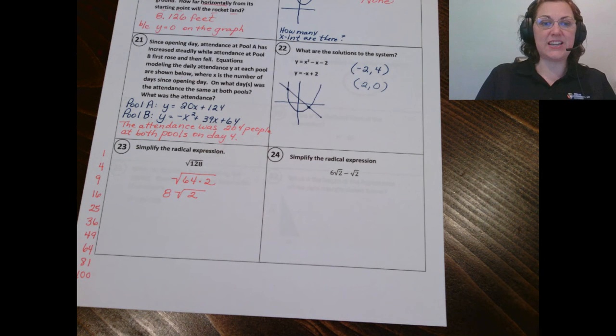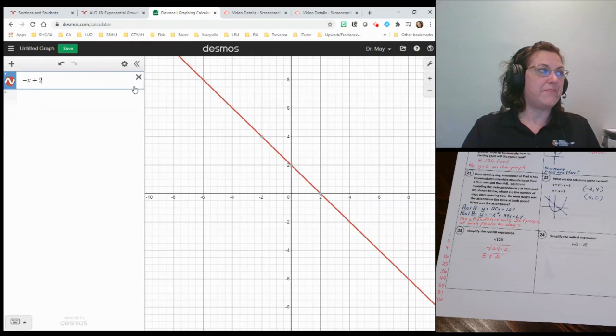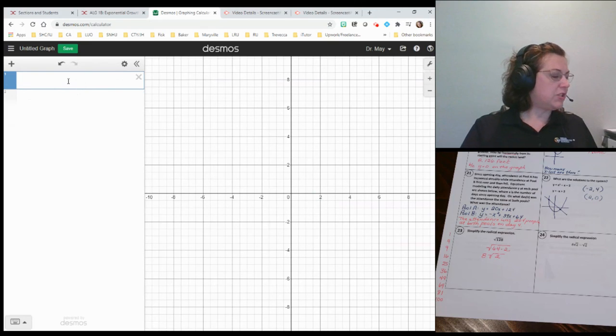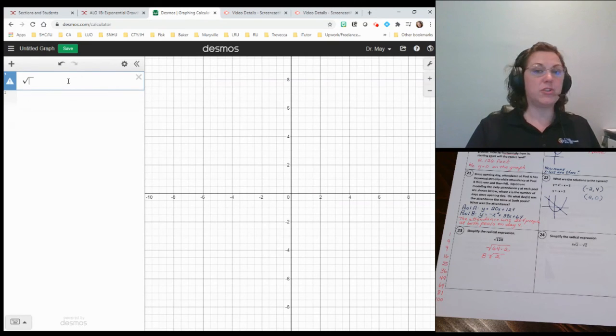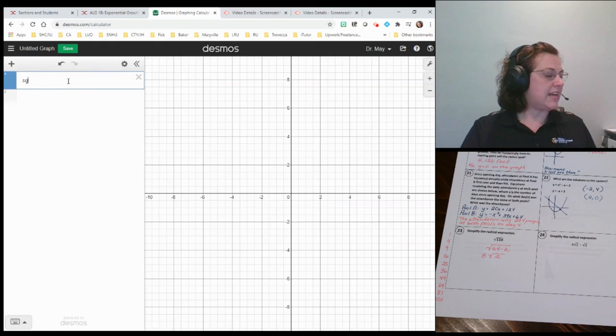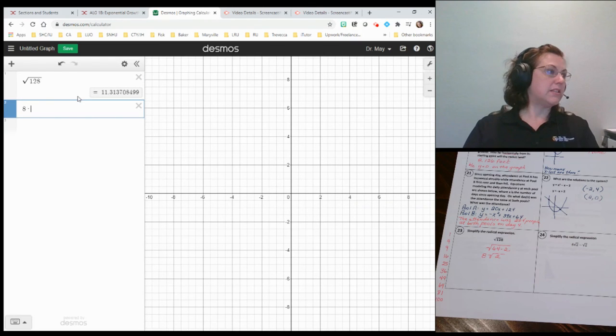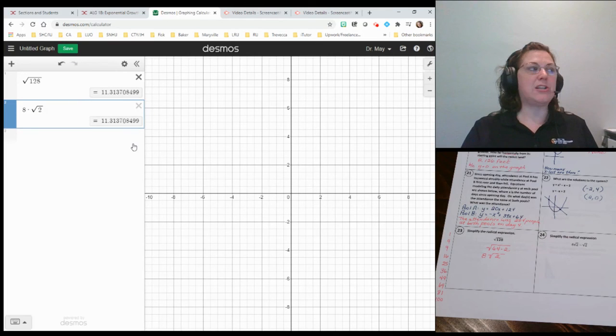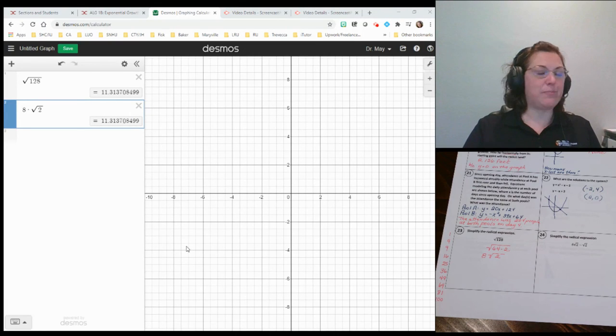If you want to check these, you can go to Desmos, and I'm just going to use it as a calculator here. Let's do my square root. Notice how I did that, friends. I did SQRT, turned it into a square root, and I put the 128. It's going to give me a decimal. Hit enter. Then I'm going to do 8 times square root 2. And I'm going to make sure those come out to be the same decimals. If they do, I know I've simplified it. So use that tool as your best friend.